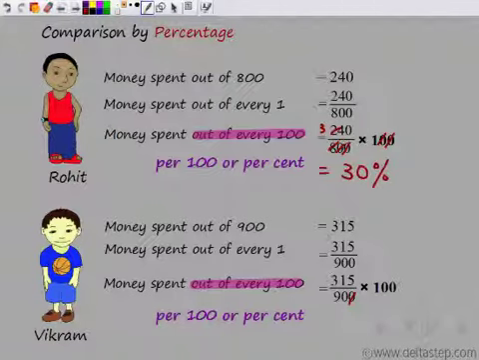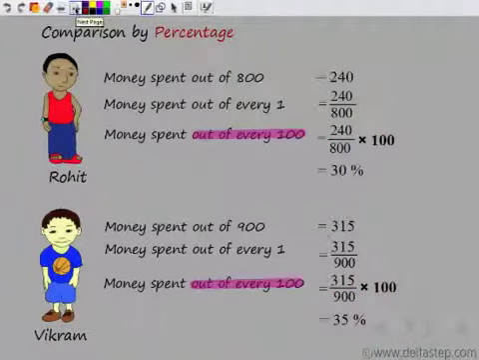Now 9 threes are 27. This is 35 per 100, so I can write it as 35%. This is a symbol which shows percentage sign, so 35%. So this is what I get, 30% and 35%.